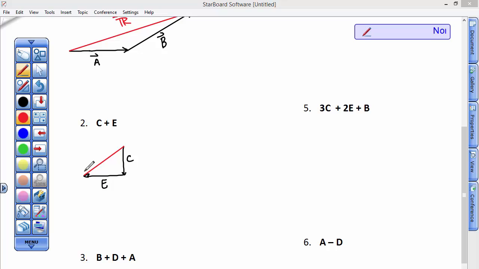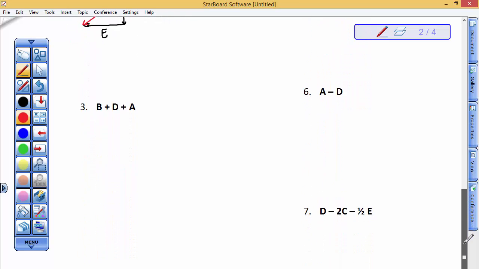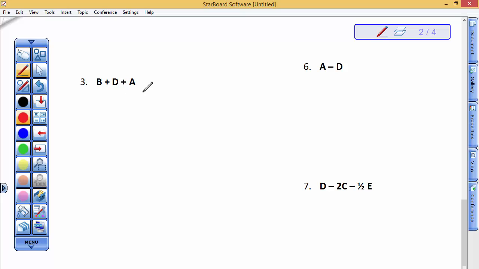I'm just trying to draw a sketch. I want you to know that you can add in any order. See number 3 here, it says add vectors B, D, and A. Well, I want you to know you could add D, A, and B, because addition is a commutative process. So it doesn't matter which vector you go for first.